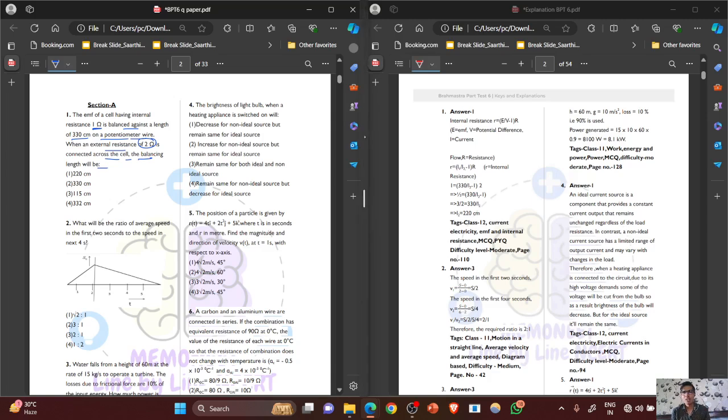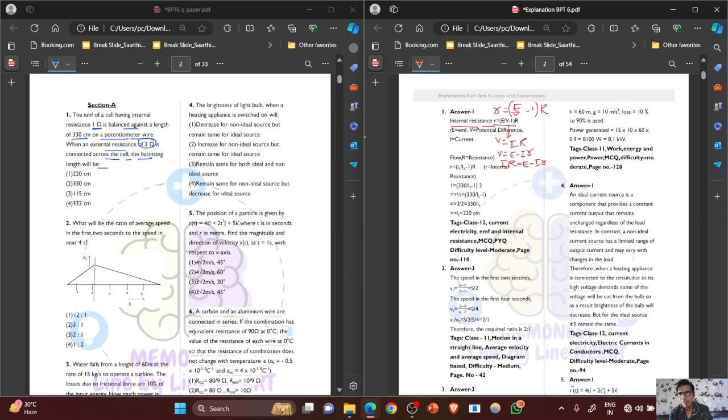Now moving to the explanation. As you know, the internal resistance can be calculated by r = (E/V - 1) × R. We can get this formula from V = IR, and secondly from V = E - Ir. From here we can put IR equals to E - Ir.